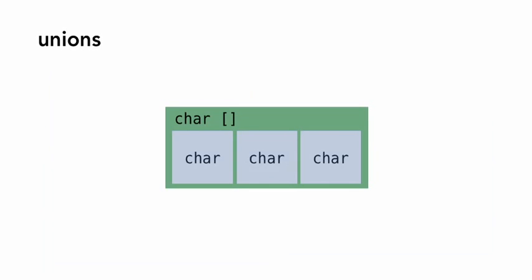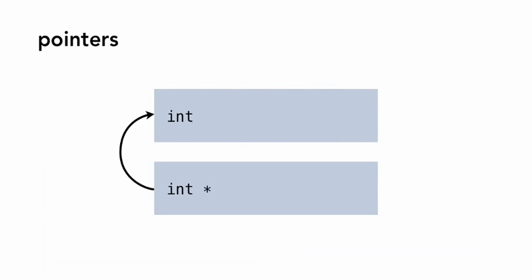A union is a set of overlapping object types. This allows a single object to hold objects of different types at different times in the same space. A pointer is a reference to an object of a given type. The pointer itself typically holds the address of the object it points to.